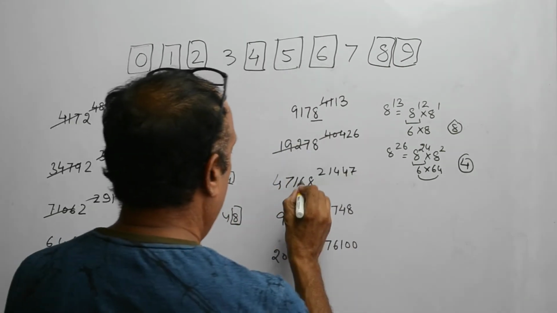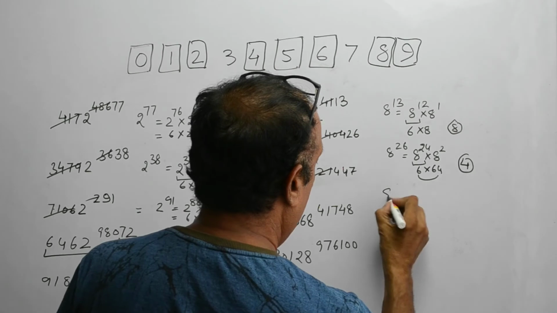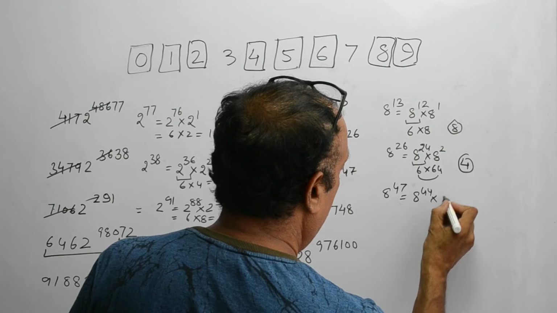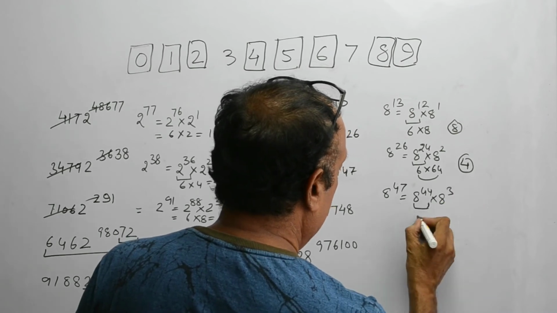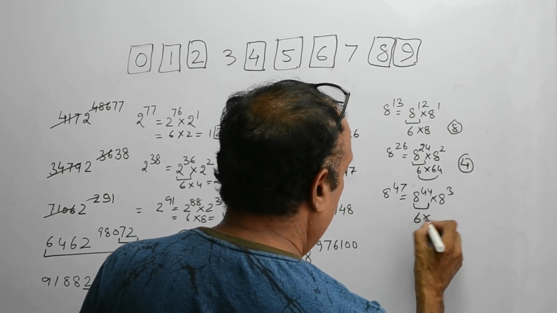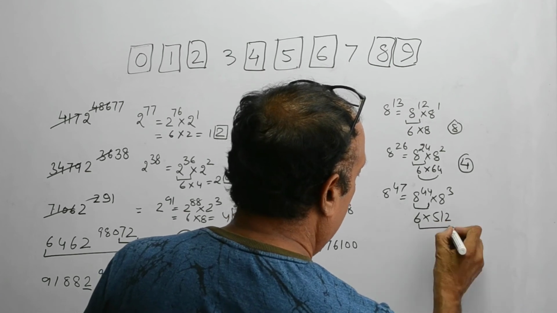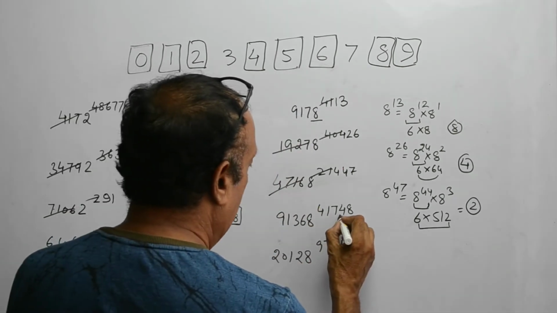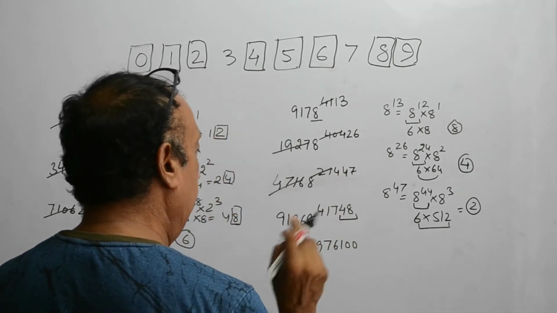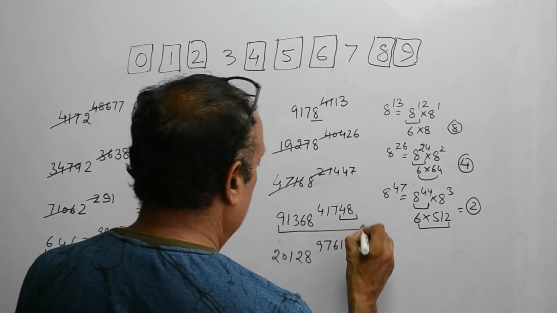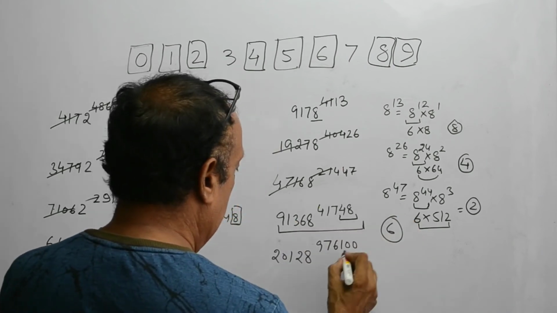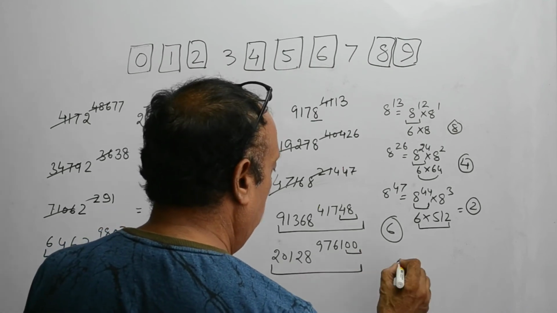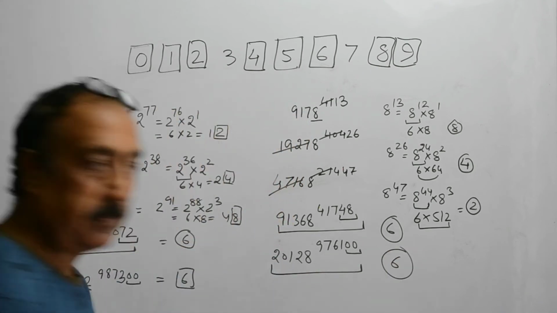Here we are to calculate 8 raised to power 47, which is equal to 8 raised to power 44 into 8 raised to power 3. This is going to give us 6 multiplied by 8 raised to power 3, which is 512. So 6 into 2, 2 is the last digit. Here the last two digits are 48, which is already divisible by 4, so this is going to give us 6 as the last digit. And here also the last two digits are 0, so this number is also going to give us 6 as the last digit.